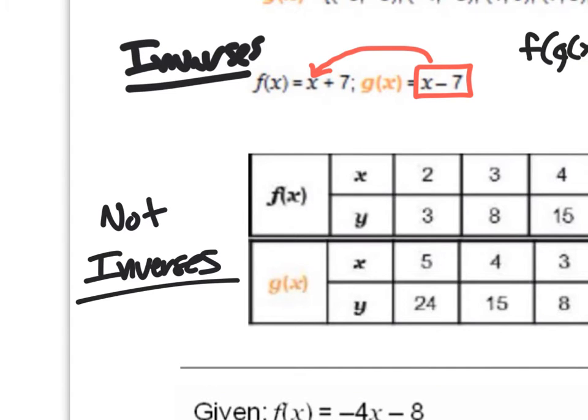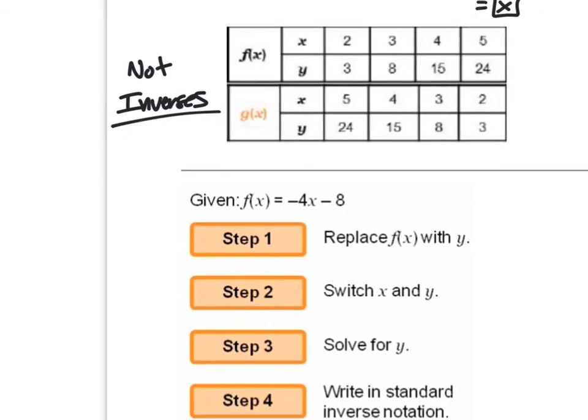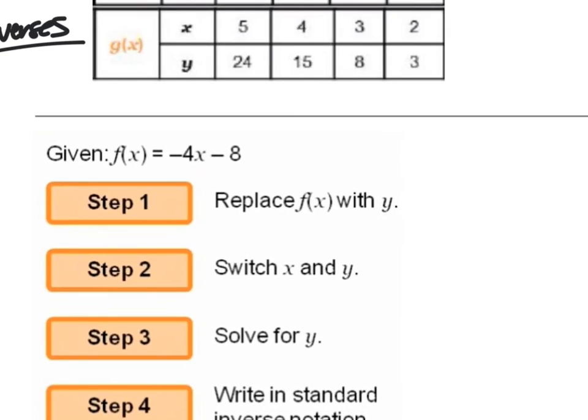The next thing I want to do is show you the steps for calculating inverses algebraically.